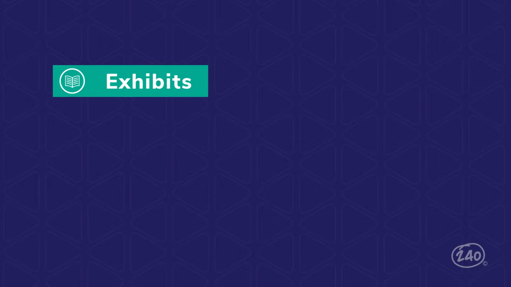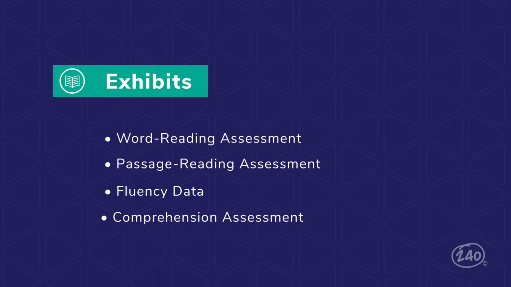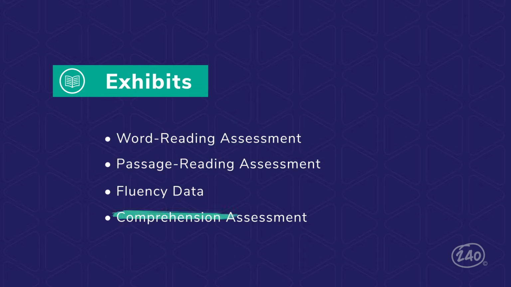The prompt will give you information about the student in the form of exhibits. They'll include a word reading assessment, a passage reading assessment, which includes the video of the child reading as well as the actual text, fluency data, which includes letter name, phonemic segmentation, and nonsense word fluency, and a comprehension assessment. Your job is to study the first 3 exhibits to find the one foundational weakness that is evident across all of them. Then study that comprehension assessment alone to determine the comprehension weakness.